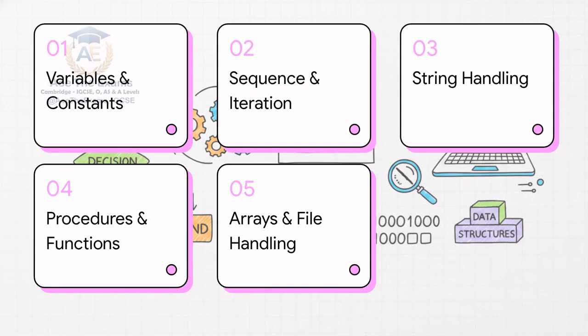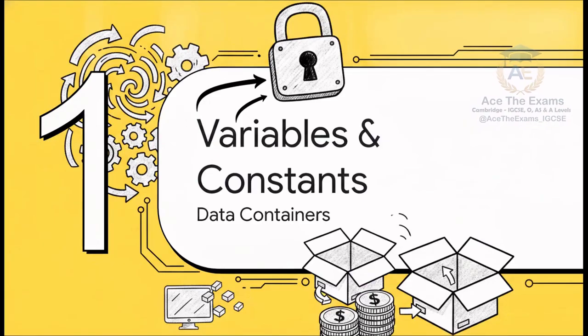Let's move on and see how this builds. Here's our roadmap for today. We'll start with the fundamentals, variables and constants, then move into sequence, selection, and iteration. After that, we'll explore operators and string handling, look at procedures, functions, and libraries, and finally wrap up with arrays and file handling. Sound good? Let's get started.